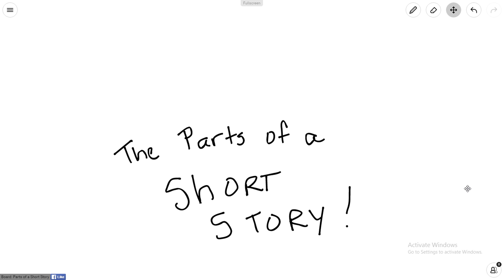Starting off today, we're going to go over the parts of a short story. Now, any writer will probably tell you that there are hundreds and thousands and millions of different parts of a story that you can incorporate in order to have the best story. However, today we're going to go over just the five main, most basic parts of a short story that everyone should know when they are becoming a writer.